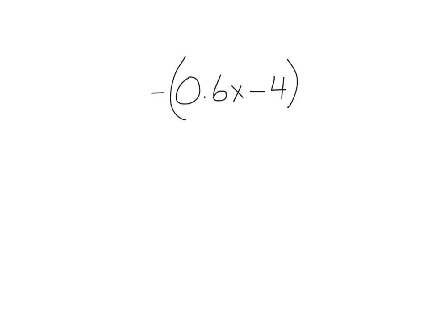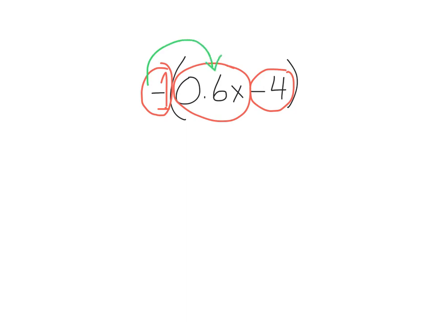So let's look at it using our distribution rules. Let's make it a negative 1. Because we can do that. Because there's an imaginary 1 there. Negative 1, 0 6/10 x, and negative 4. Negative 1 times 0 6/10 x is going to be a negative 0 6/10 x.